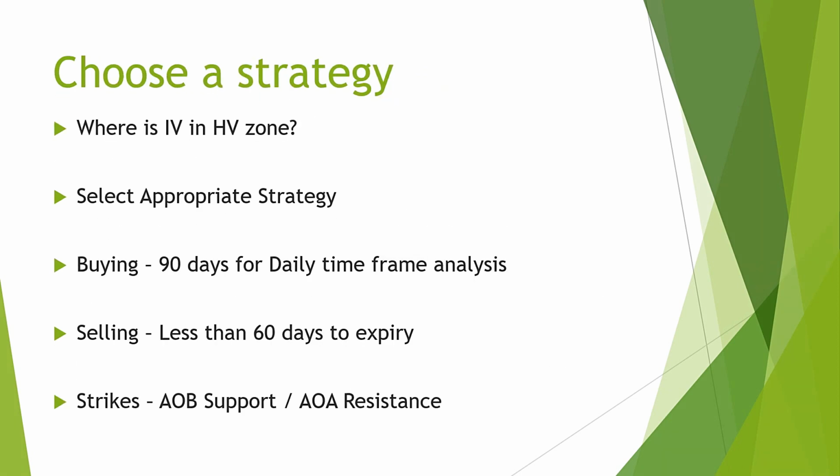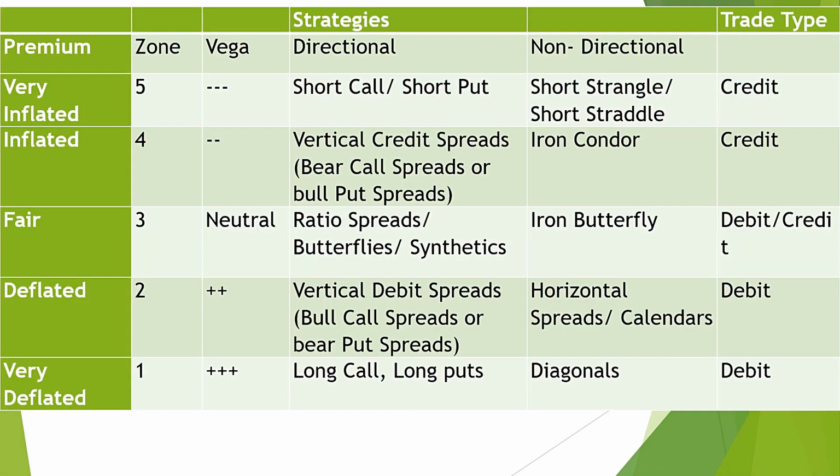Now let's come to the strategy selection part. Strategy selection depends upon the IV and HV relationship. That means the implied volatility and historical volatility relationship. Option selling strategy should be followed for zone 5 or zone 4 volatility. And option buying strategies can be done in zone 1 or zone 2 areas.